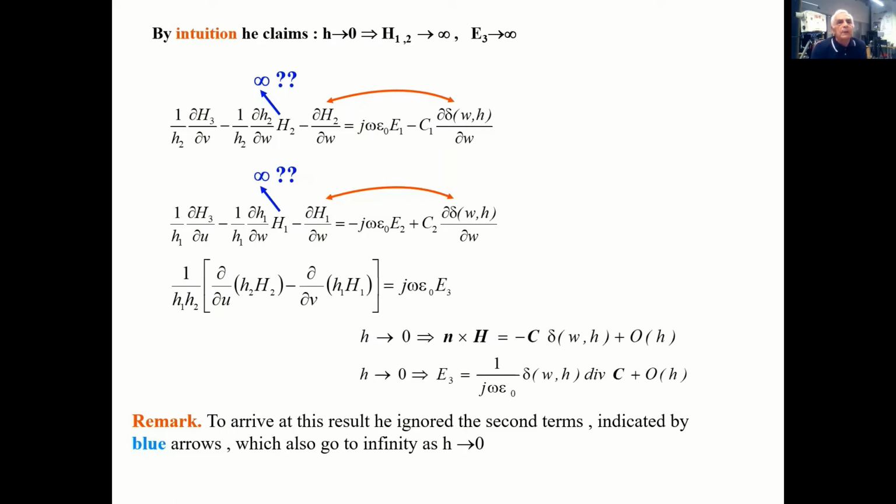Now, I would like to make a remark. To arrive at this result, he ignored the other terms indicated by blue arrows, which also go to infinity when H tends to 0. This is very important.